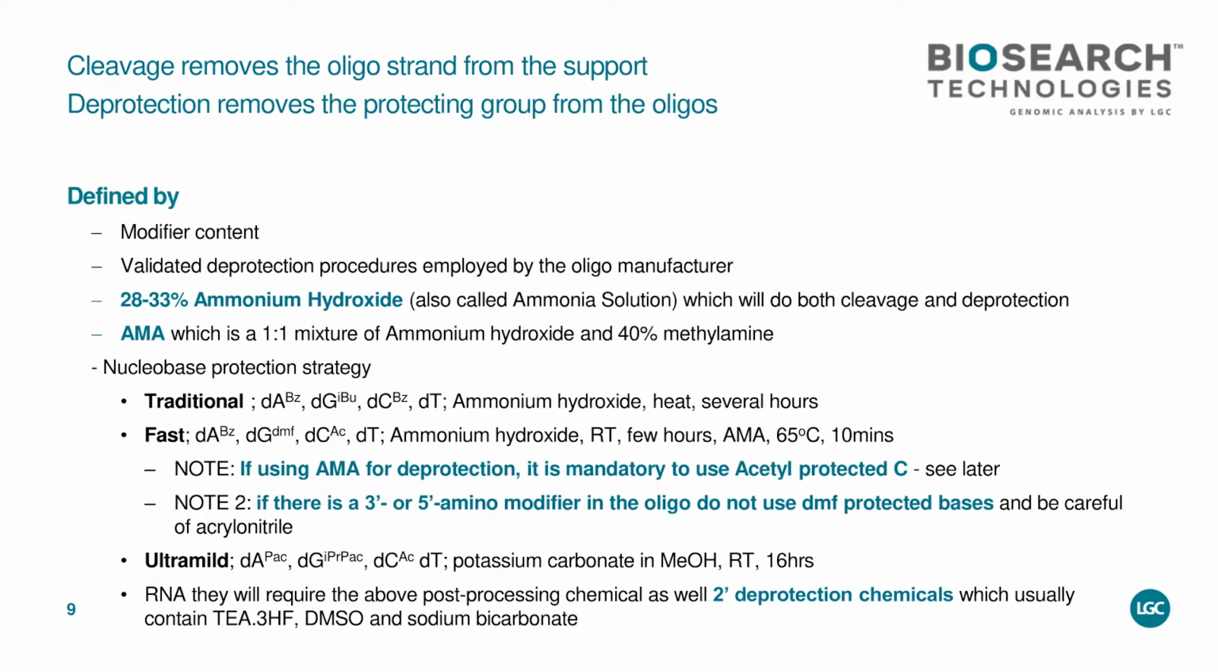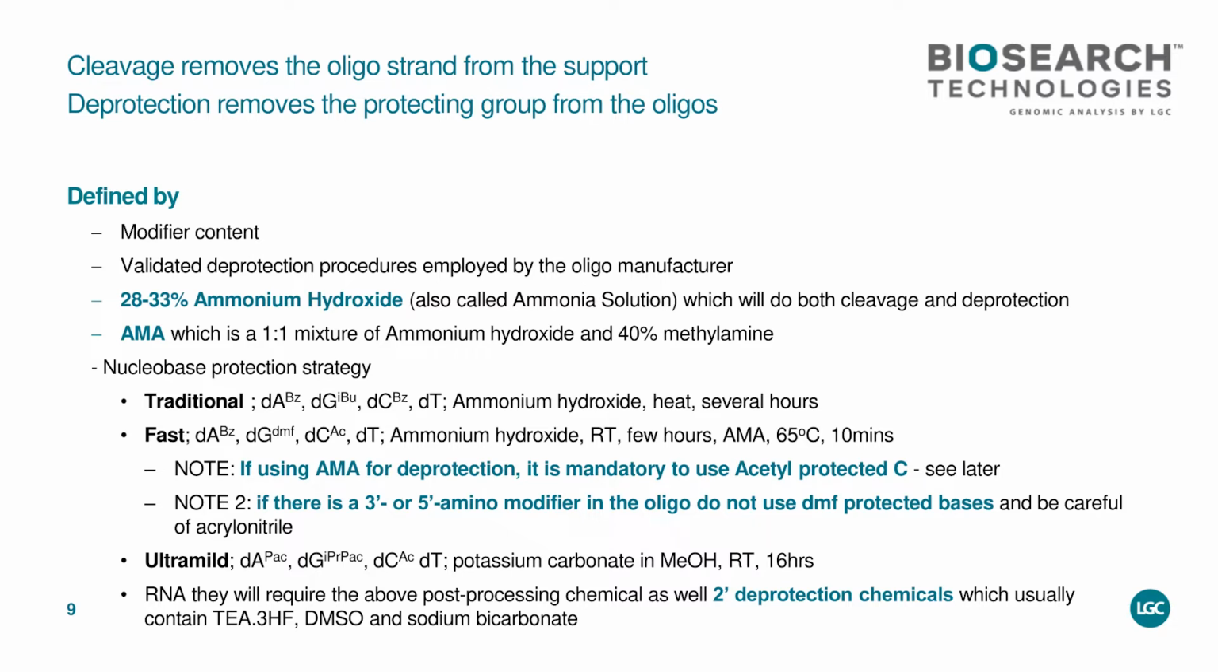So, as I explained, after the synthesis, there are 2 steps done at once. There is the cleavage. What is the cleavage? It is to remove the oligo strand from the support. So you cut the link in 3' between the oligo you just produced and the support, and also to make the deprotection, to remove the protecting groups from the oligo.